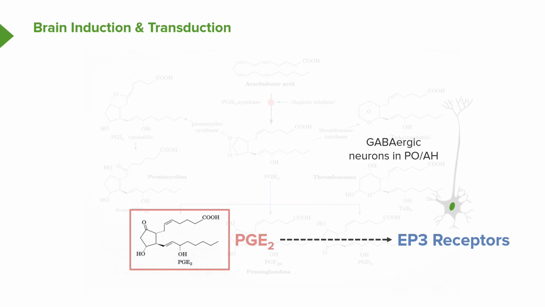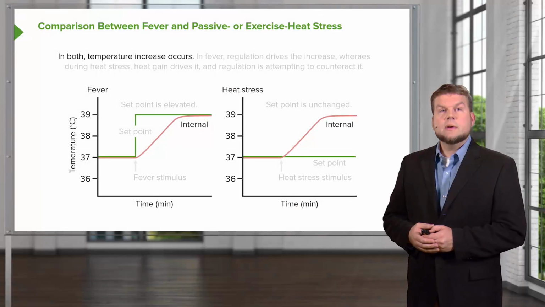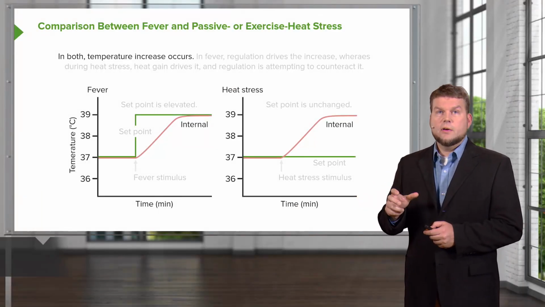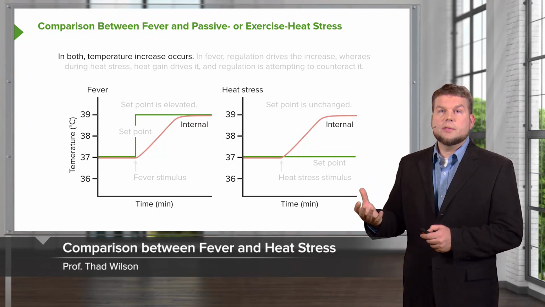So the neurons in the preoptic anterior hypothalamus seem to be the ones most prominent in undergoing heat retention mechanisms such as shivering and heat dissipation mechanisms such as sweating. So now these prostaglandin E2 molecules can stimulate EP3 receptors in these preoptic anterior hypothalamic neurons, and this will induce the fever response.